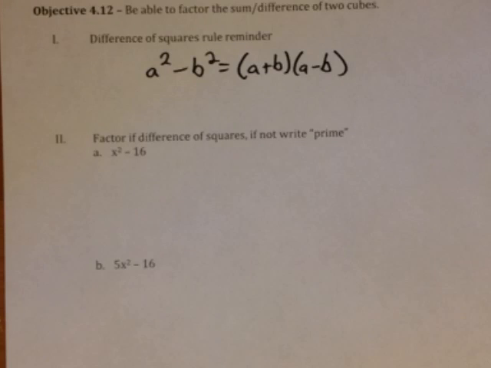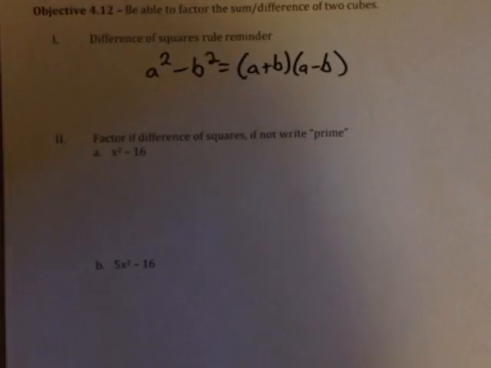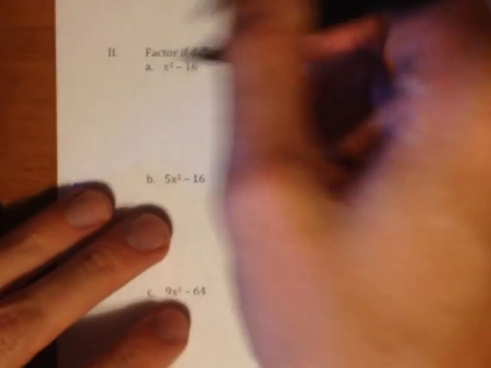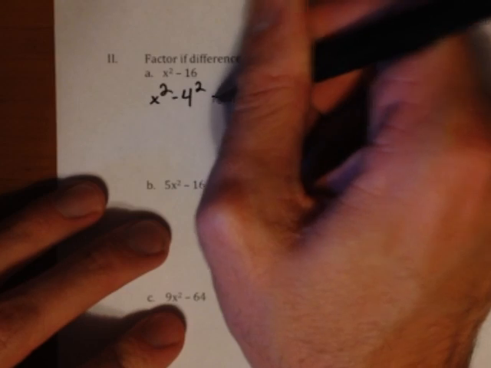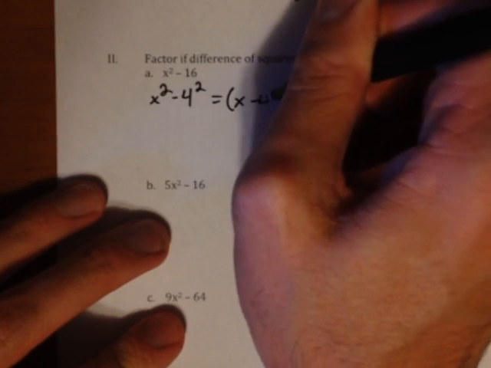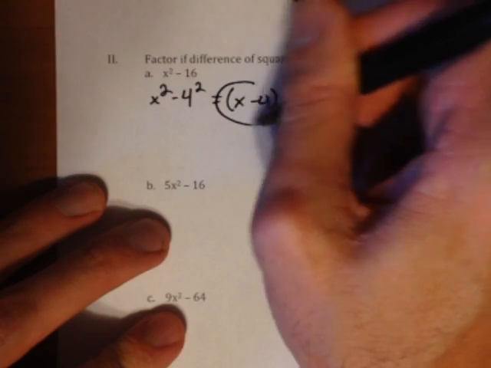So here's what I want you to do. Quickly go through A, B, C, and D here. Factor them using difference of squares rules if you can, and if you can't, write prime. Pause and then come back. This should be a review. Okay, I'm assuming you've done that. This we could rewrite as x squared minus 4 squared. So we can factor it to x minus 4 times x plus 4, or the other way around.